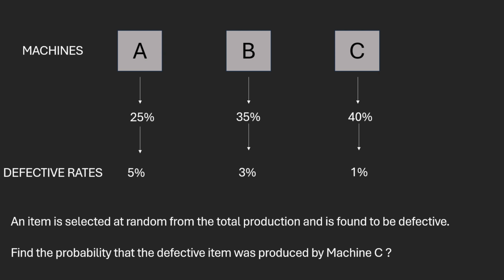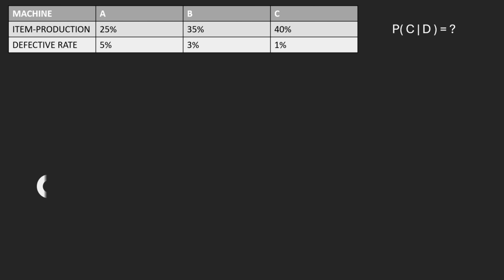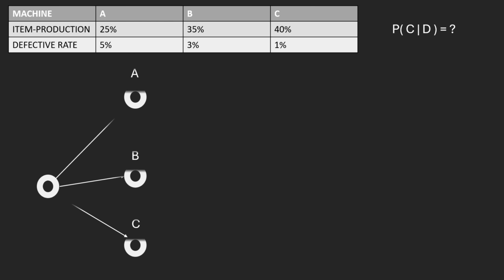We will solve this problem by the tree method. We will start with an initial node. Since we have 3 machines, we will draw 3 nodes and connect them from the starting node. Since A produces 25% of the total items, the value on the path becomes 0.25. Similarly, for B, the value is 0.35 and for C, it is 0.40.